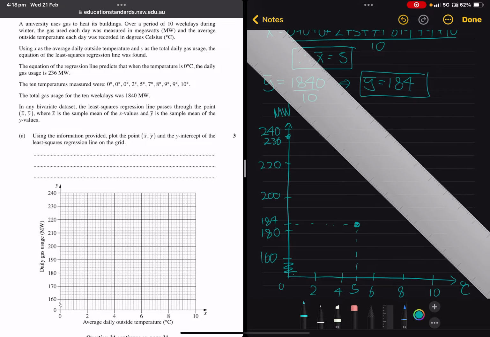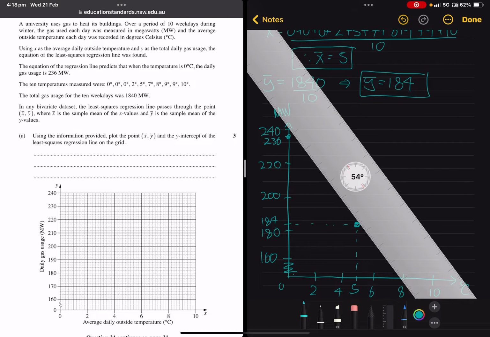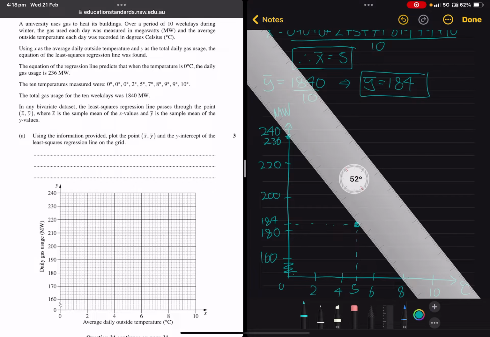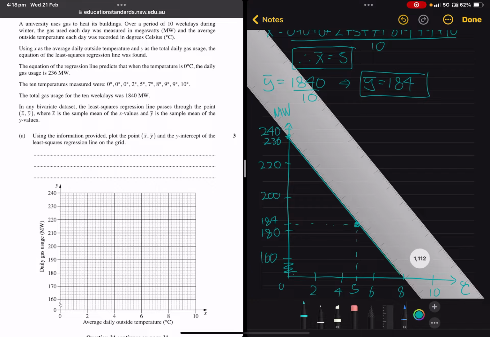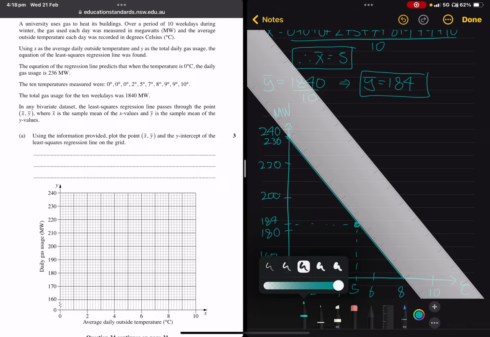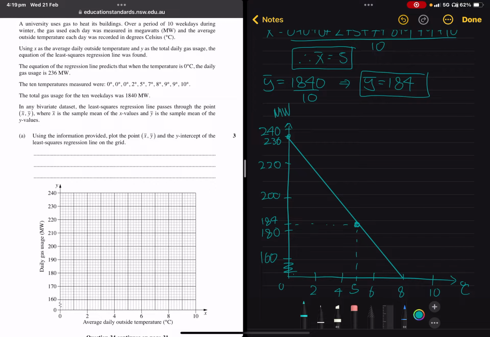So our line of best fit, I can use my little ruler tool here, sort of passes through these points. It's going to be something like this. This is an approximate line of best fit. So plot the y-intercept and the least squares regression line. This is our answer to part A.